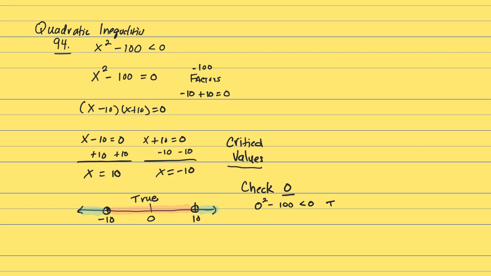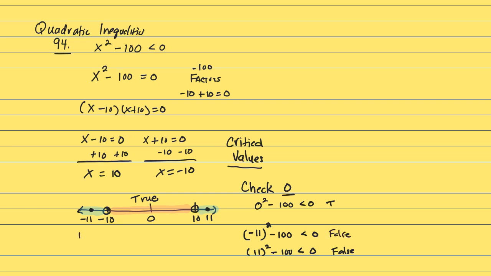So now what we need to do is try, let's say, negative 11 squared minus 100, and check if that's less than 0. And we probably want to check 11 squared minus 100, and then check if that's less than 0, because remember 11 is on this side, and we notice that negative 11 is to the left of negative 10. And 11 squared is 121, minus 100 is 21. Is 21 less than 0? That would be false.